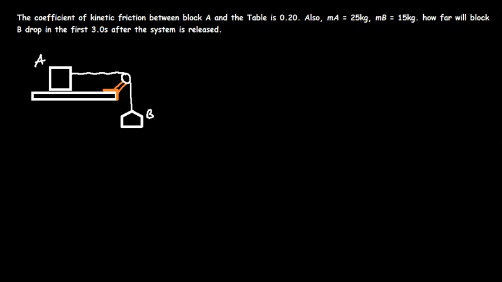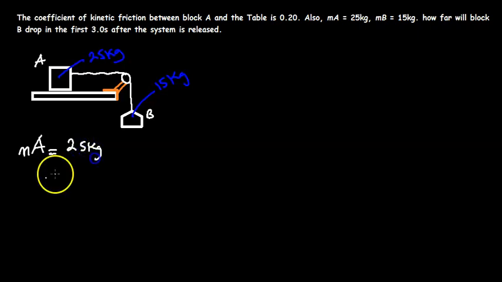Let's assume we are given this kind of problem which says the coefficient of kinetic friction between block A and the table is given to us as 0.20, and we are given the mass of A to be 25 kg, then the mass of B as 15 kg. We can choose to put it this way by writing our data: the mass of A is simply going to be 25 kg, and the mass of B, that is block B, is going to be 15 kg.